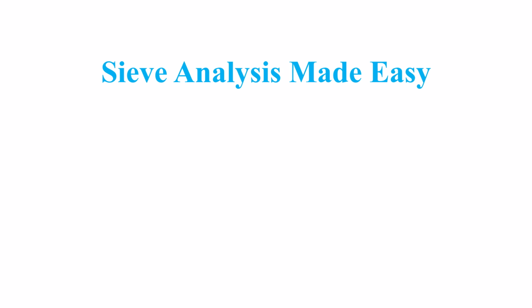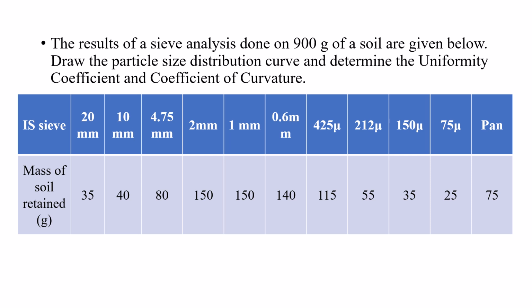Confused by sieve analysis? Let's fix it with one full numerical step by step. The results of a sieve analysis done on 900 grams of a soil are given below. Draw the particle size distribution curve and determine the uniformity coefficient and coefficient of curvature. Sieve sizes and mass of soil retained on each sieve are given in the table.